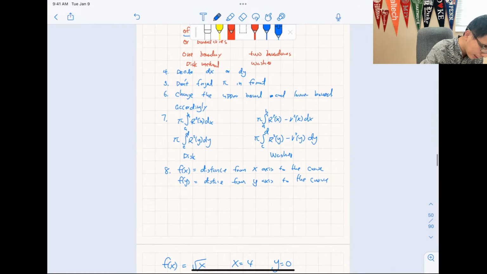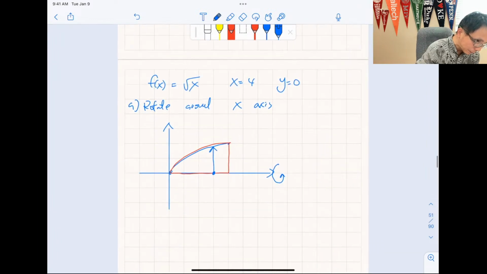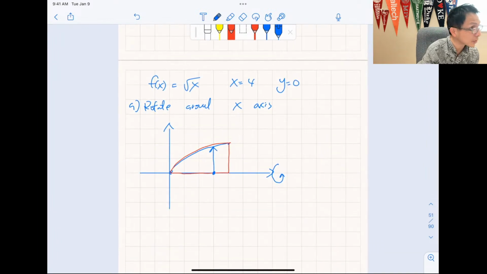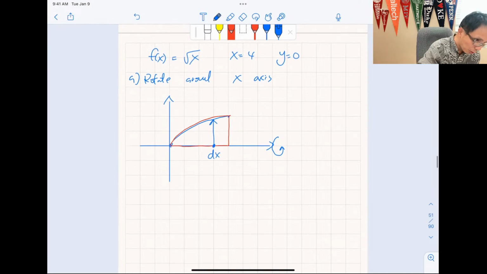So here you have to decide disk or washer. Disk or washer, right? It's going to be, in this case, dx or dy. dx, because that's a slice of x, right? So that's dx. You draw from the axis of rotation, you write down dx first. And what else do you not forget? Pi, good. And is it a disk or washer? Since there's only one line, it's a disk.